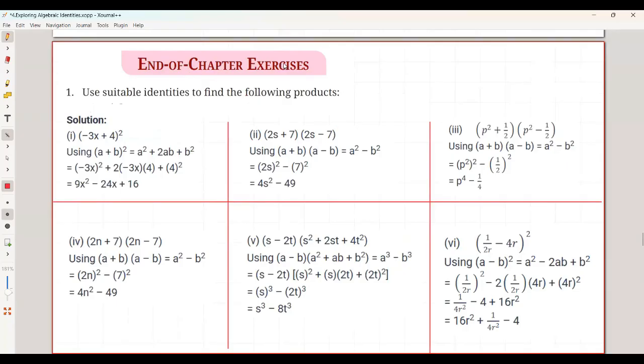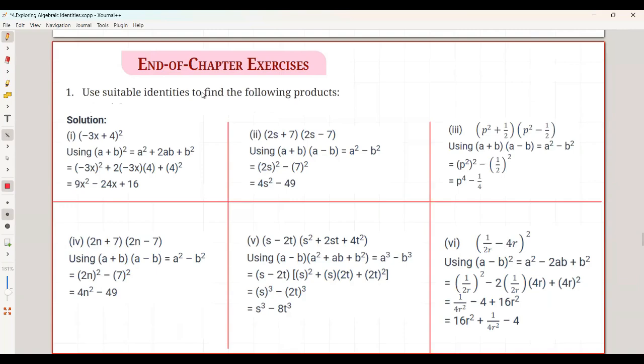End of chapter exercise. In this end of chapter exercise, we'll be having a combination of all the concepts. Whatever we just learned in all these exercises will be put together, right? So we have to use all our ideas and concepts to solve all the questions. Okay. Now let's start with the first question.